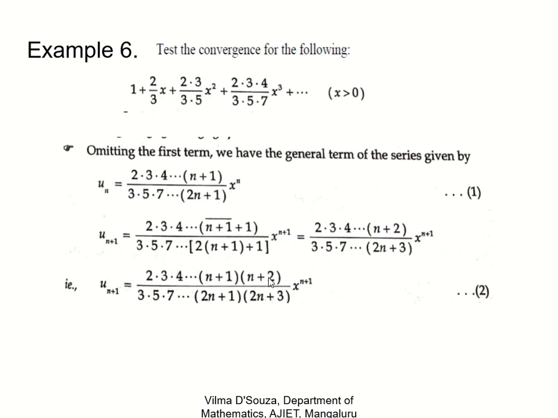So write down u_{n+1} from this by replacing n by n plus 1. Here you will have n plus 2, and here when you replace n by n plus 1, this will be 2n plus 3, into x to the power n plus 1. Verify this.